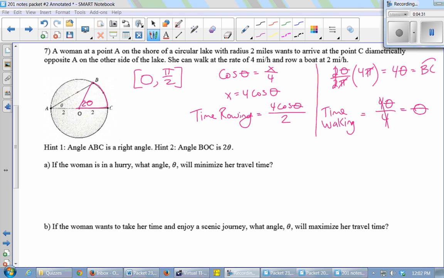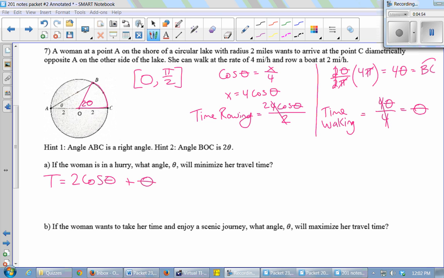Okay, so I have time spent rowing added to time spent walking. I now have a function for how long it will take to get across the lake, a combination of rowing and walking. So my total time function is the sum of these two. Let's cancel those and put a 2 there. So I have 2 cosine theta plus theta.